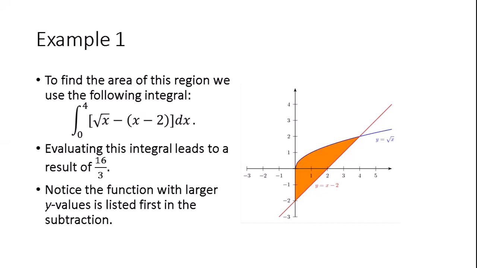And this is set up because square root of x has larger y values than x minus 2 over the region from 0 to 4. They cross at 4, and we start our variable of integration at 0. Evaluating this integral leads to the result of 16/3. And notice that the function with the larger y values is listed first in the subtraction.